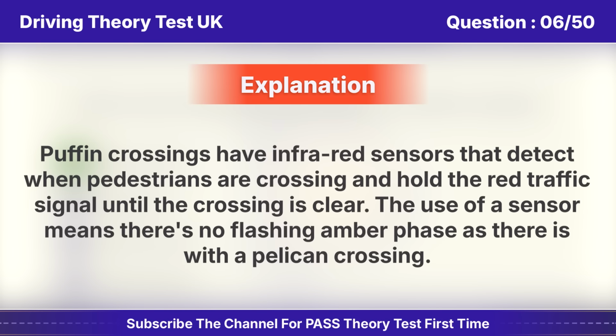Puffin crossings have infrared sensors that detect when pedestrians are crossing and hold the red traffic signal until the crossing is clear. The use of a sensor means there's no flashing amber phase as there is with a pelican crossing.